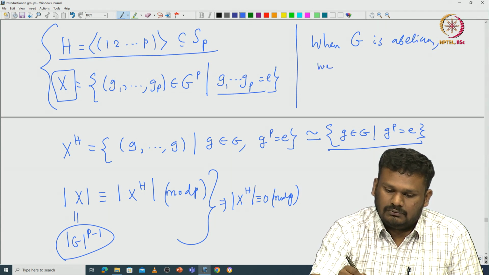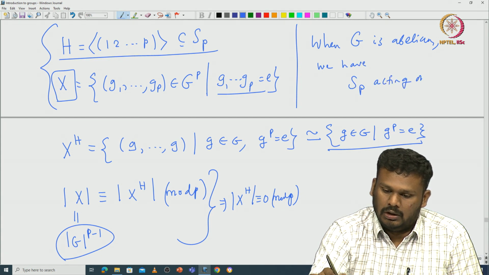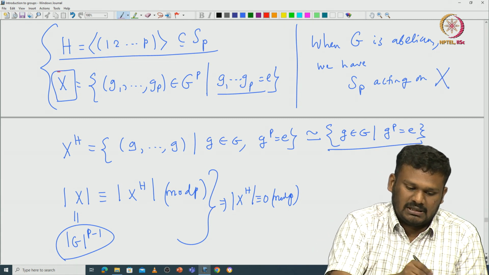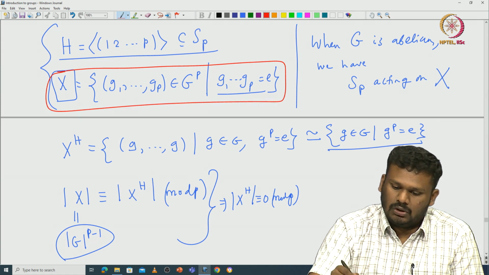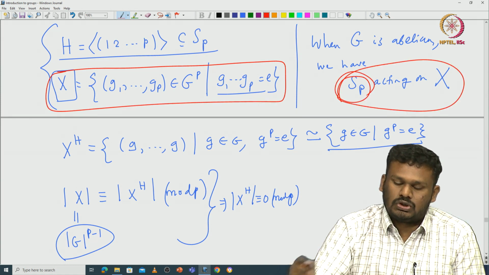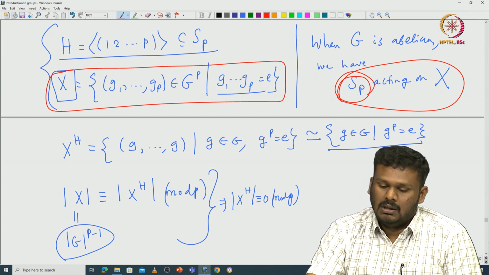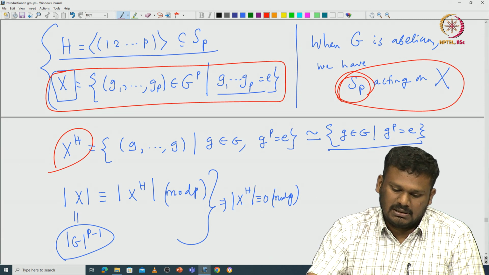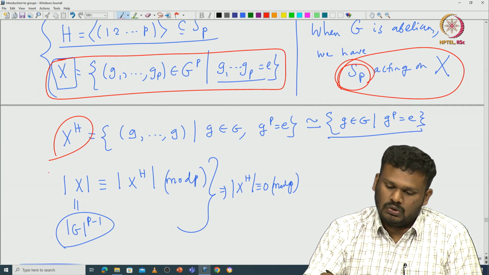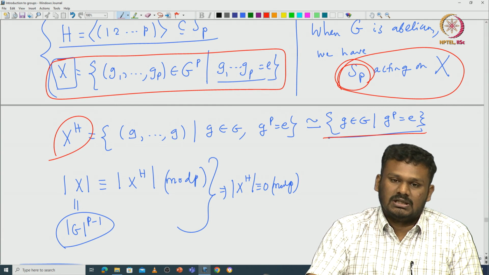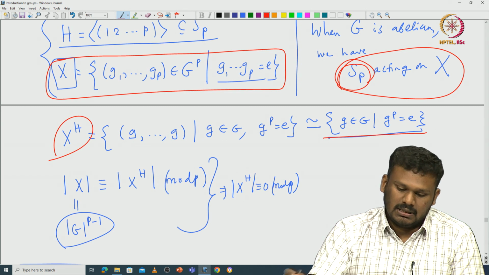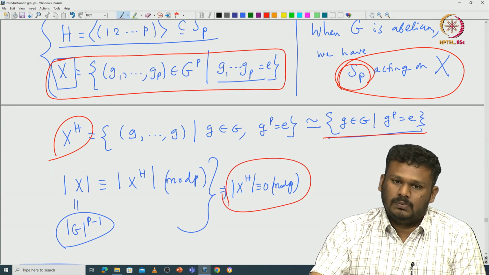we have S_p acting on capital X. So, this is our capital X. Our capital X does not change, but the group you can enlarge to a bigger group. Okay. Then you can look at all the fixed point elements. Then you can see that these correspond to the elements g in G such that g^p is identity. And that would say that this is still true for abelian groups.